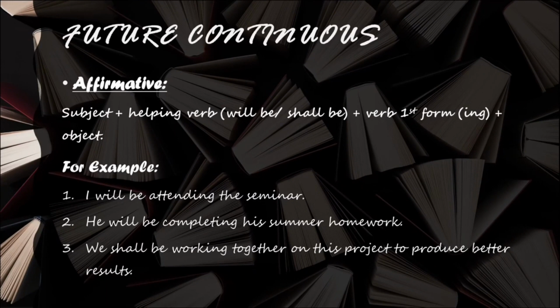Now our last topic, the future continuous tense. Here the helping verbs are will be and shall be. Shall is usually used only with the subjects I and we, but you can also use will, it's not mandatory.